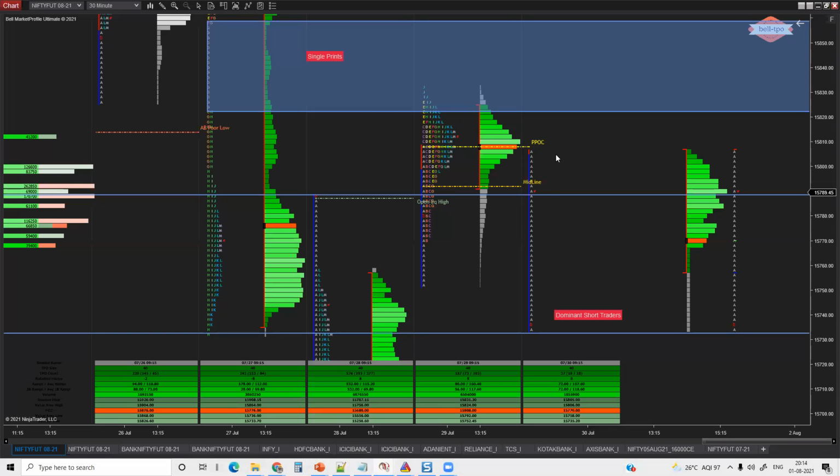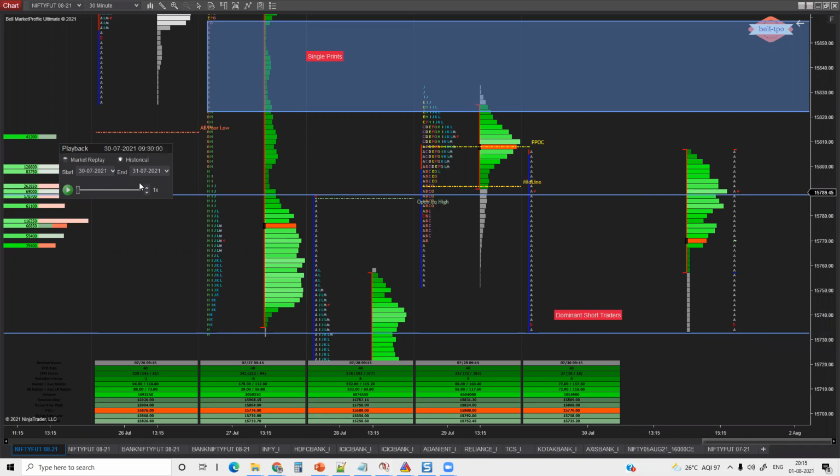If you are watching from the market profile, you would have seen that price went quickly to the prominent point of control levels, and it started backing down. Now let me continue the auction here. I'm going to continue the auction at market speed itself. Okay, you can see that price started bending back down.